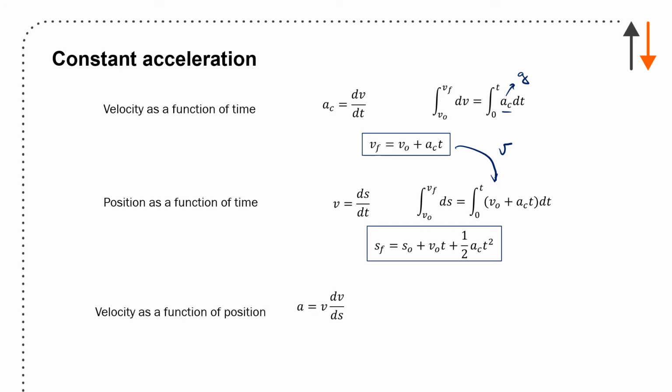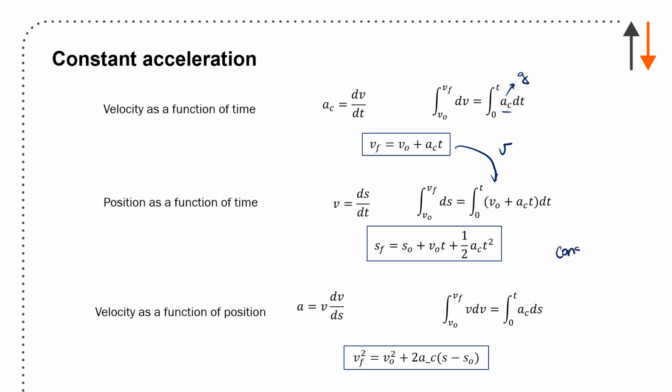And velocity is a function of position. I have acceleration equals v dv/ds, and I do the integrals, and I end up with these three terms. Now, the important thing in all of this is that this applies to constant acceleration. And the assumption is that when I do these integrals, this one or this one or this one here, the a_c is pulled out and it doesn't play a role.